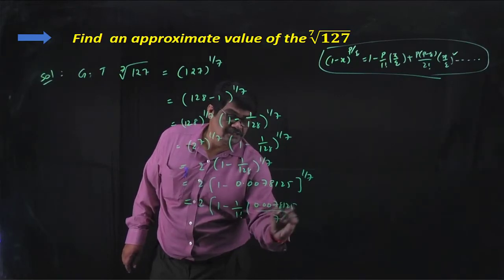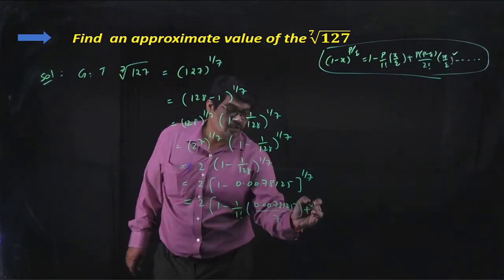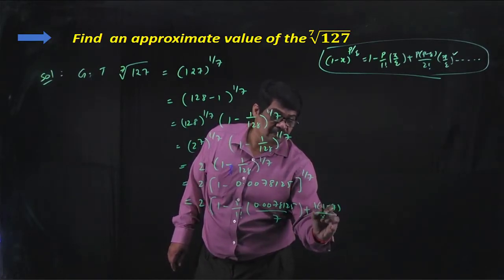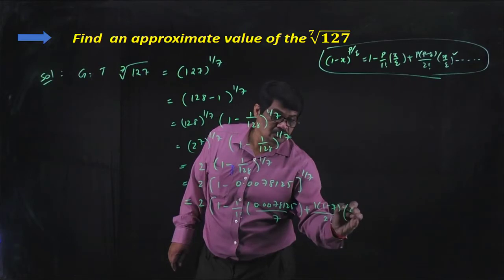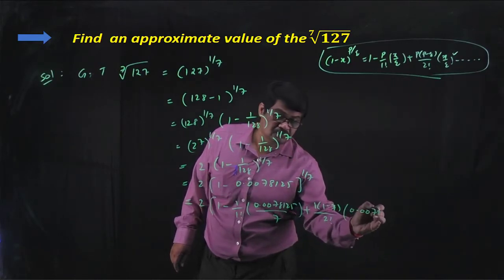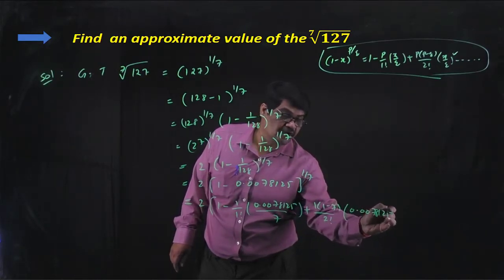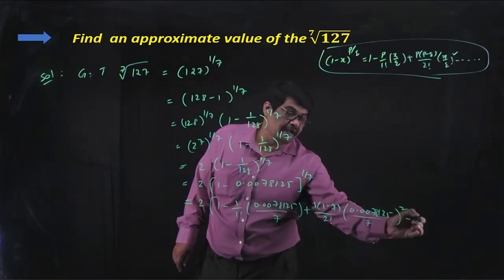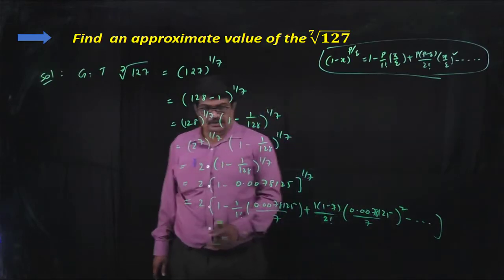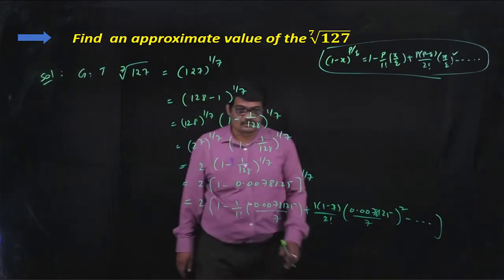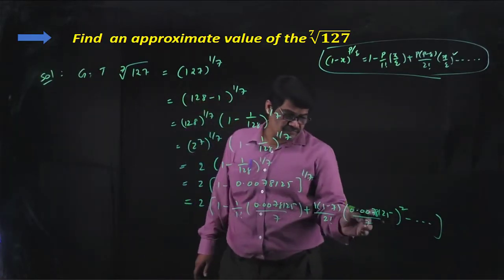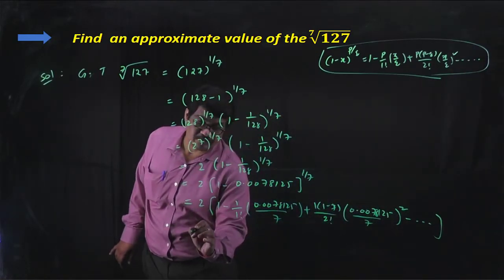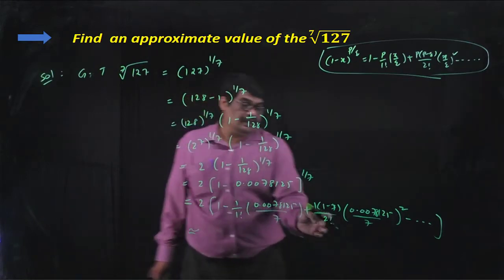0.0078125 by 7 plus p into p minus q, that is 1 minus 7 by 2 factorial into 0.0078125 by 7 whole power 2 minus and so on. So this is the binomial expansion. Now this is a very small value. So now we are using the approximate value. We are eliminating terms after the third term.